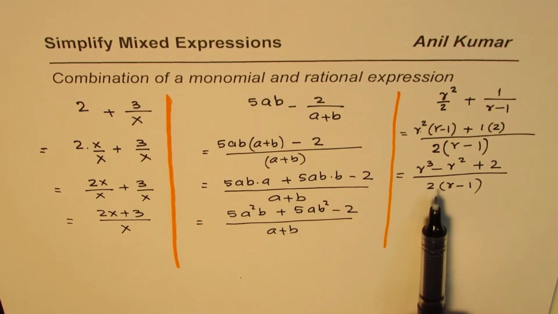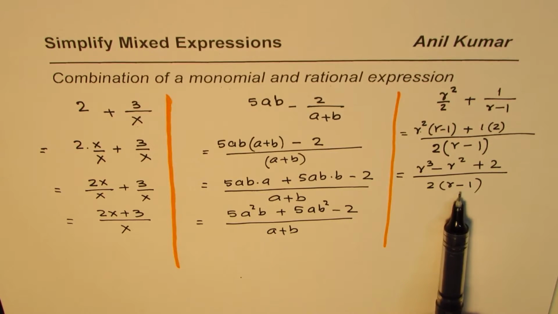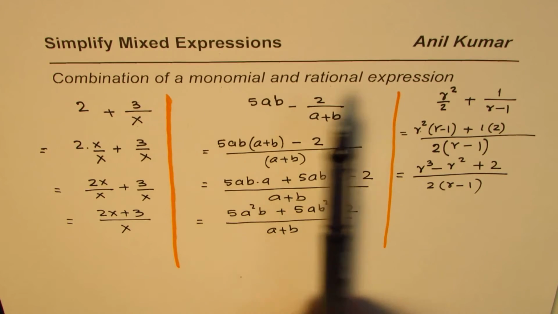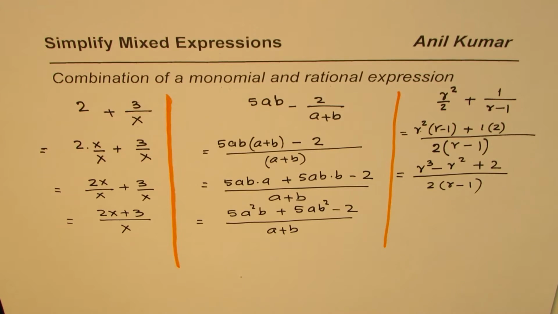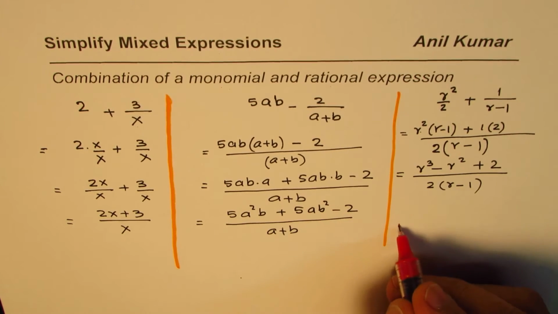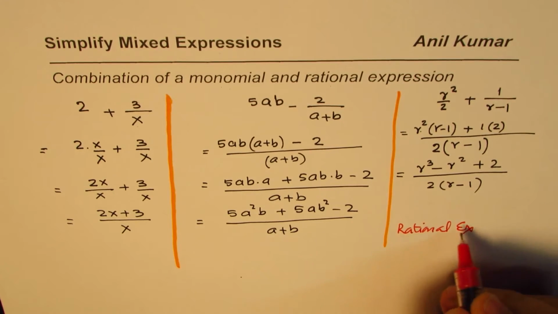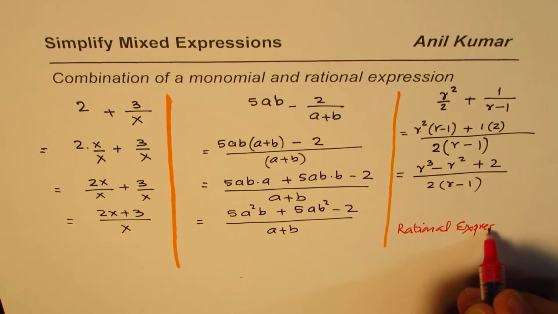Normally it is advised to leave the denominator in factored form, right, as it is. You may simplify the numerators, right? Rather, you should simplify the numerators. I'm Anil Kumar, and I hope that helps you to understand how to simplify mixed expressions, how to combine monomials and rational expressions, and when you do that, what do you land up with? Always, when you do that, you will land up with a rational expression. Do you see that? So the combination, you will land with a rational expression.